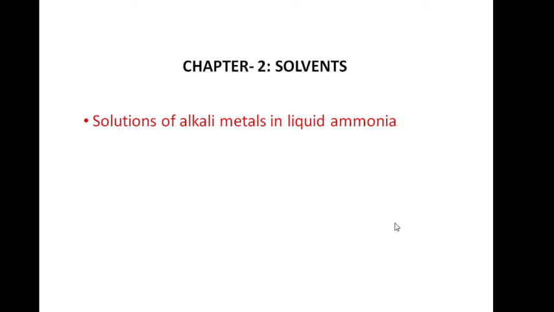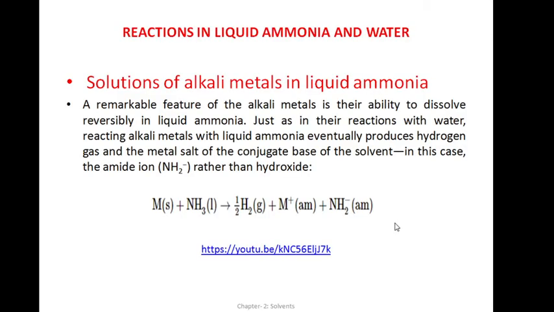Now let us see what will happen to alkali metals in liquid ammonia. A similar kind of reaction occurs. Say here, ammonia reacts with metal to give hydrogen gas, metal cation and amide anion. Okay. So let us read this. A remarkable feature of alkali metals is their ability to dissolve reversibly. This is a reversible reaction in liquid ammonia.